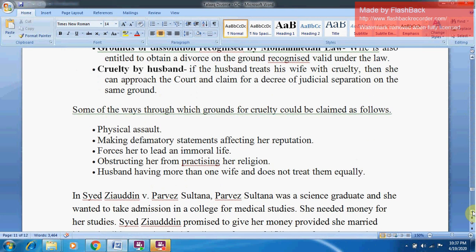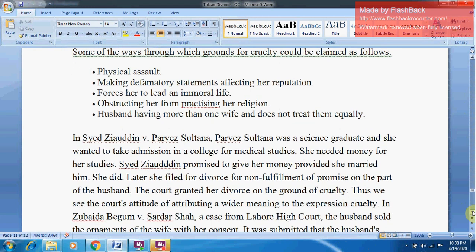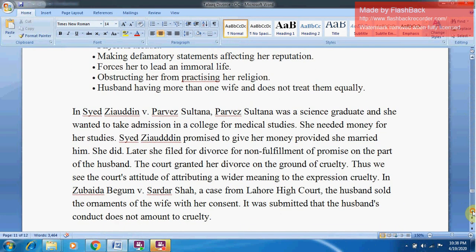Some of the ways through which cruelty could be claimed are as follows. Number 1, physical assault. Number 2, making a defamatory statement affecting her reputation. Number 3, forcing her to lead an immoral life. Number 4, obstructing her from practicing her religion. And number 5, the husband having more than one wife and not treating them equally.